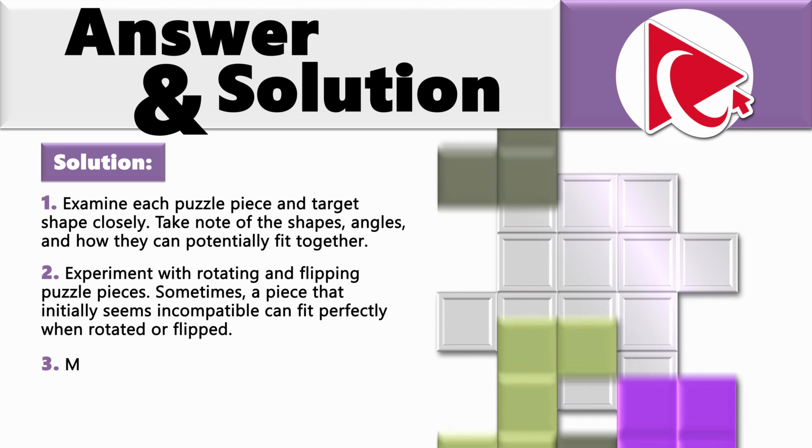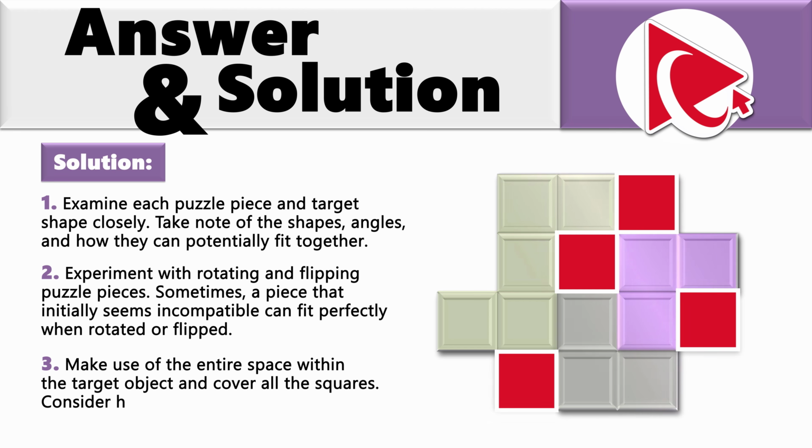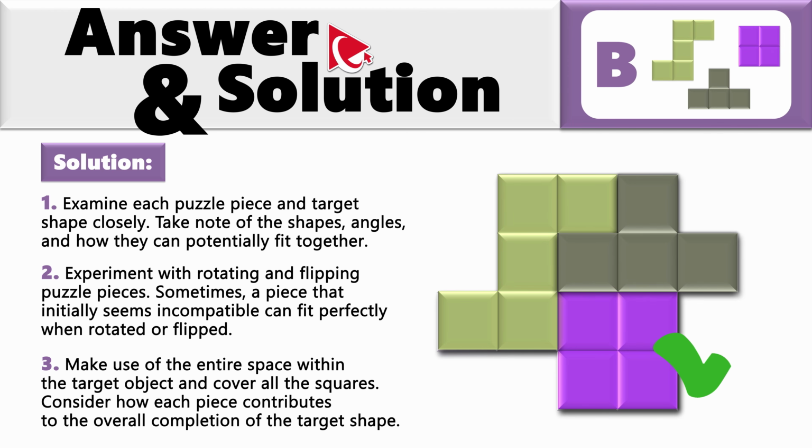And then in step 3, you need to make sure you use the entire space within the target object and cover all the squares. Consider how each piece contributes to the overall completion of the target shape. You're probably eager to learn what the final answer is. The answer is choice B. I'm pretty sure you've guessed it right.